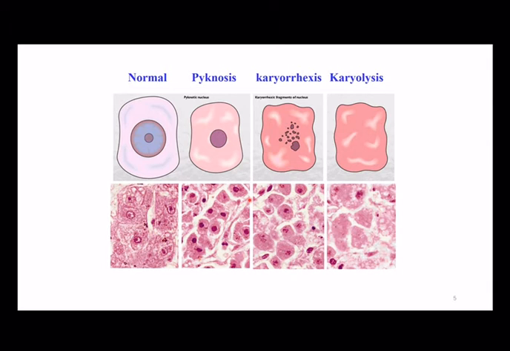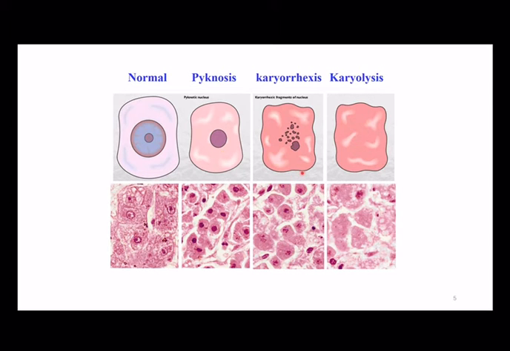The first one is a normal cell. We notice here is the nuclear membrane. This is the nucleolus. The first pattern is pycnosis. The nucleus shrinks and has increased basophilia. DNA condenses into a solid shrunken mass.